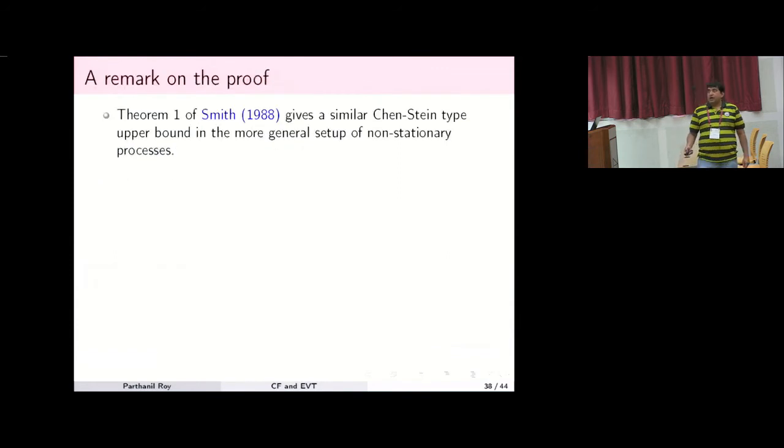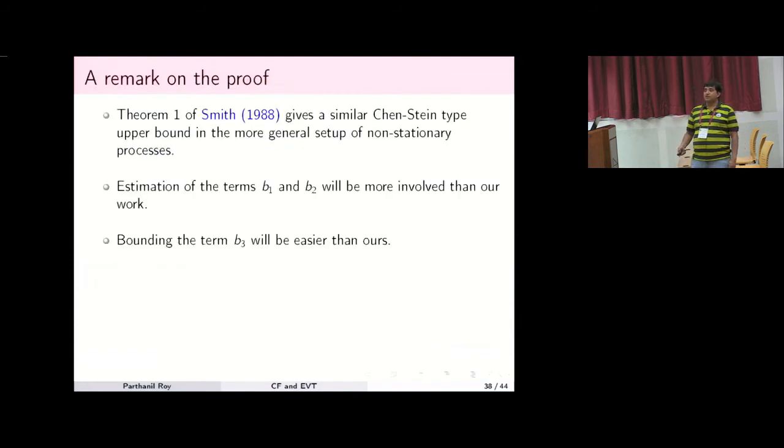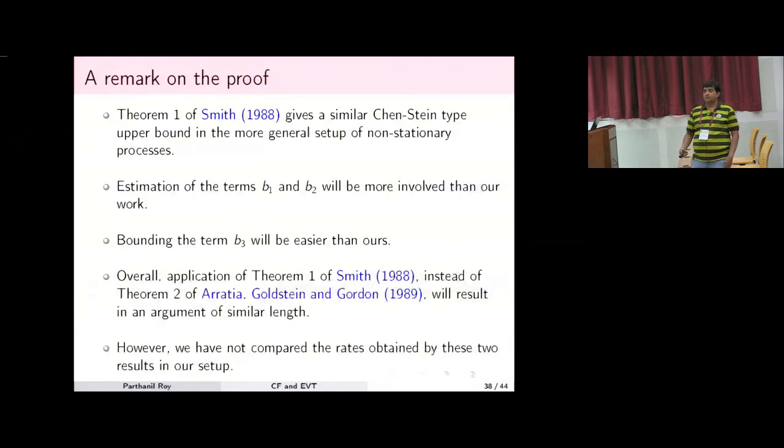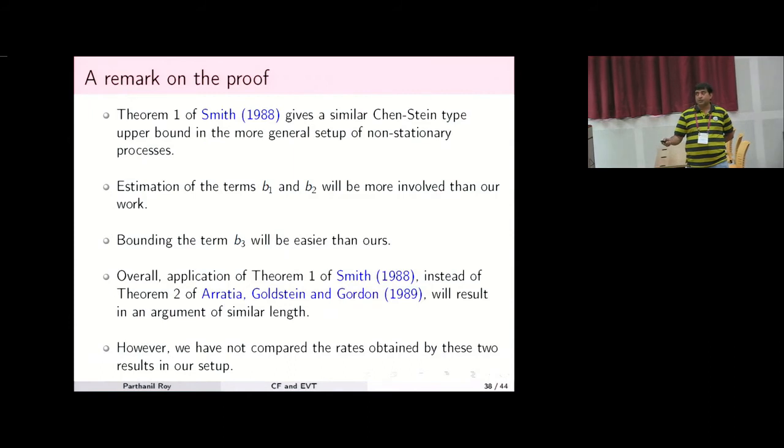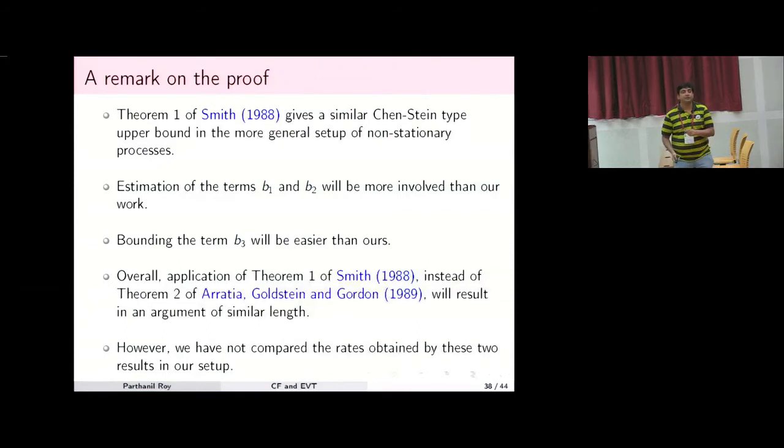Okay, so a remark on the proof: the referee, who I have a suspicion who he is, but I'm not going to say, said that apparently this also gives a similar bound, and I think so. Proof length would be similar, except that we haven't really checked the rates, but my guess is that the rates would be pretty similar. So there is another way to do it, avoiding the work of Aratia, Goldstein, and Gordon.